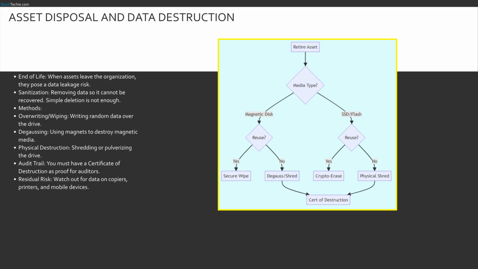This decision tree guides disposal. When retiring an asset, check the media type. If it's a magnetic disk and we want to reuse it, we use a secure wipe. If not reusing, we degauss or shred. If it's an SSD, wiping is different, so we use crypto erase for reuse or physical shredding for disposal. All disposal paths must lead to a certificate of destruction.